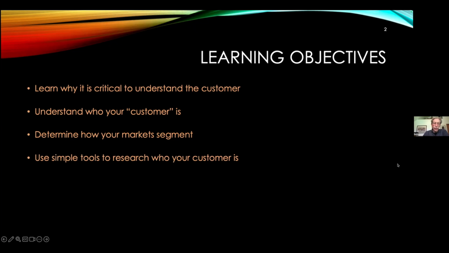Some simple tools for how to research your customers. Big companies like Procter & Gamble or American Express spend huge sums of money studying their customer. They've got big research budgets. As an entrepreneur, you don't have it. So I've laid out, and you'll see in an appendix to this presentation, a whole set of steps that you can follow to do low-cost customer research, which I view as critical, and I'll come back to that later.